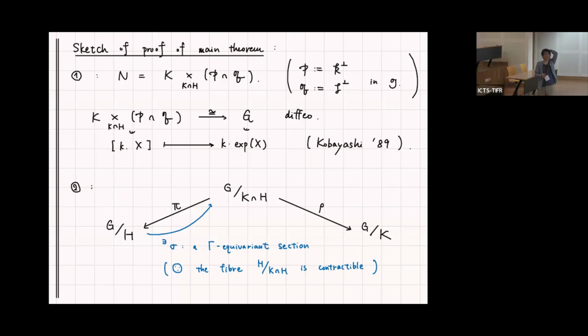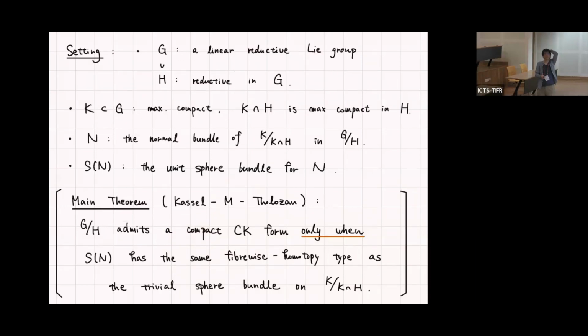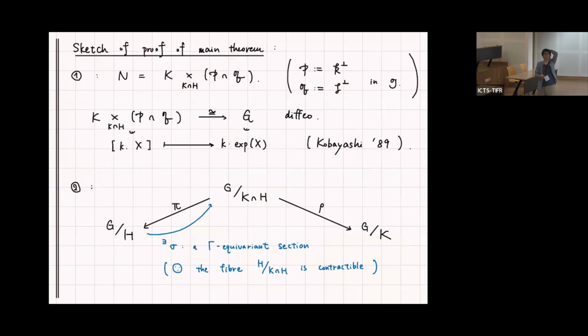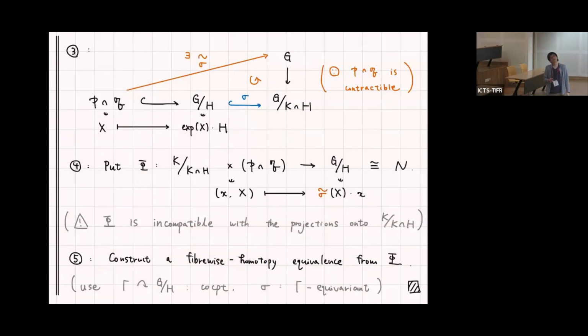Anyway, we want to construct a fiber homotopy map between these two bundles. For this, we take a Gamma-equivariant section sigma of this projection pi. This double fibration is the one we consider in the formulation of the geometric fibration conjecture. The statement of the geometric fibration conjecture is that there exists a good Gamma-equivariant section satisfying some good property. But now we take an arbitrary Gamma-equivariant section of this pi. We can always take one, because the fiber of this fiber bundle is H mod K intersection H, which is contractible. So there is no homotopical obstruction to getting the section. So you get the section sigma.